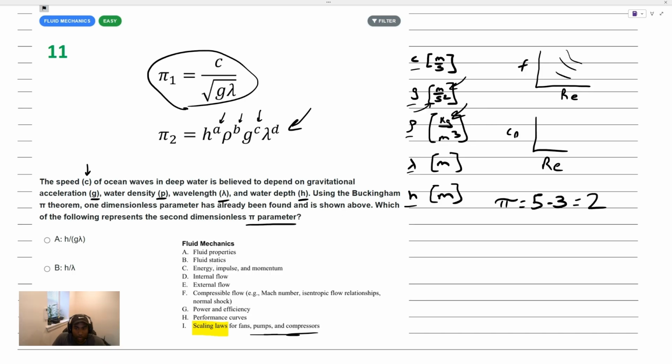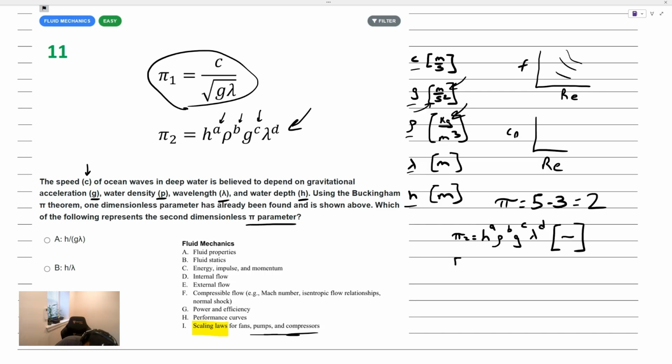They already found 1 pi parameter. That is a grouping of terms over there. And our goal is to find the second pi parameter. Now, how are we going to find that pi parameter? We know that the second pi parameter is going to take the following form: a depth raised to a power A, a density raised to a power B, gravity raised to a power C, and wavelength raised to a power D. And what we want is the unit to be nothing. We want the unit to be dimensionless here.